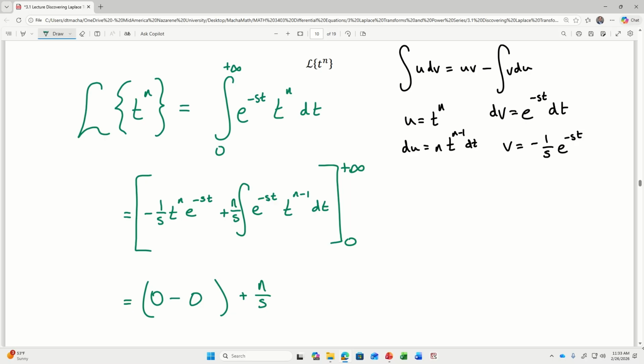Plus n divided by s times this. And when I evaluate this, I'm going to have lower bound 0 and upper bound infinity. So what is this? This is the Laplace transform of the derivative. No, I'm just kidding. Yeah, this is the Laplace transform of t to the n minus 1, whenever I have the right lower bound and upper bound here.